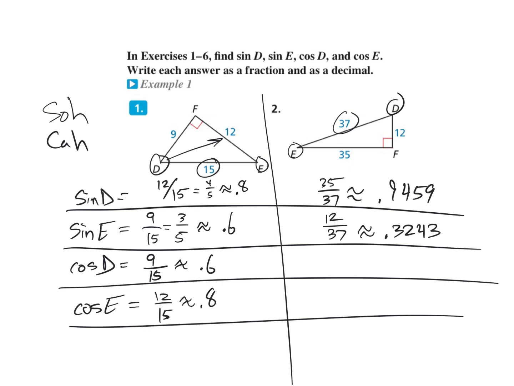Now cosine of D, let's use a different color here. Cosine of D is the adjacent leg over the hypotenuse, so 12 over 37, which we already have the answer. And the cosine of E is the adjacent leg, 35 over 37. And again, we already have our answer there. All right, let's move on.